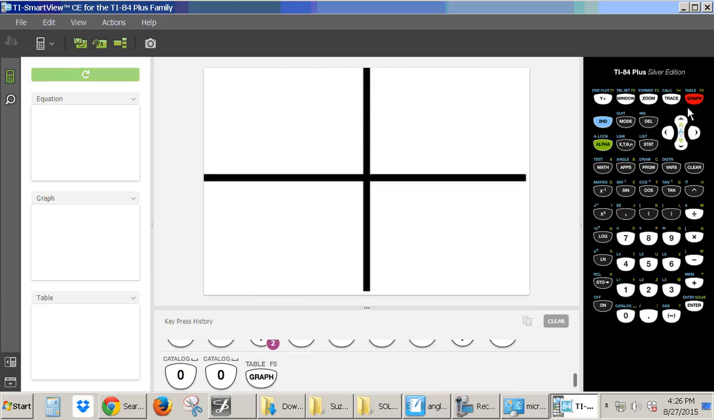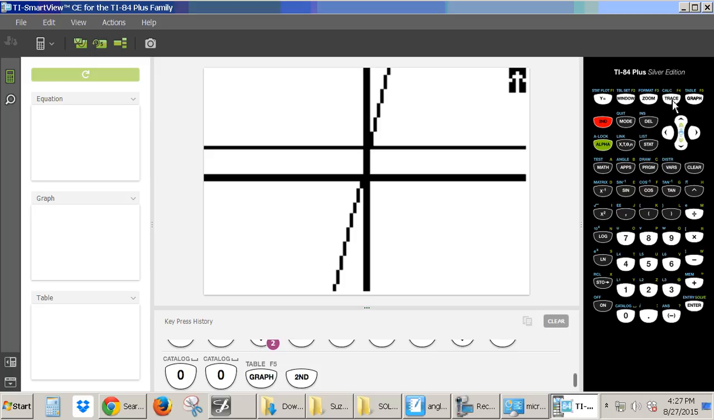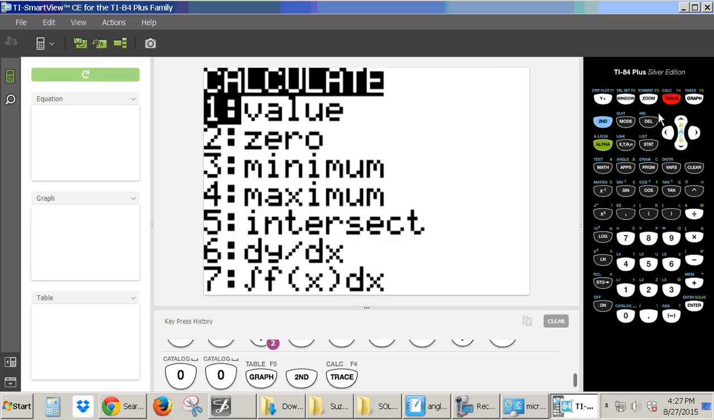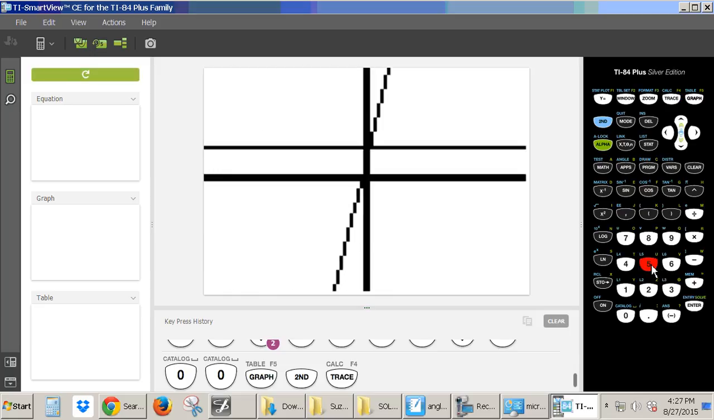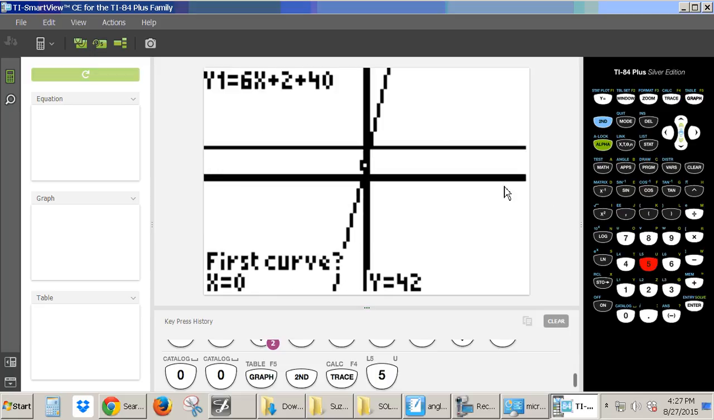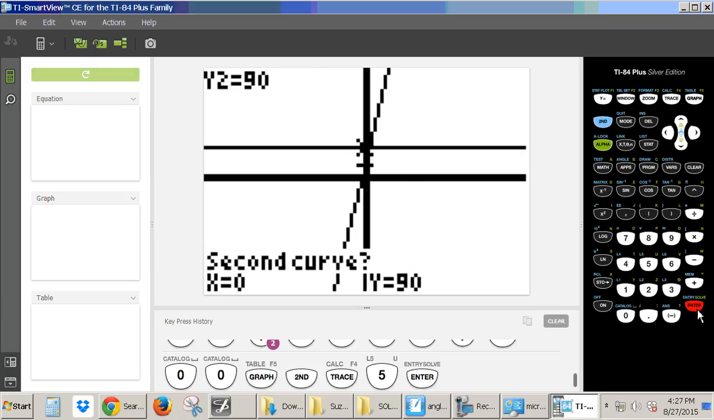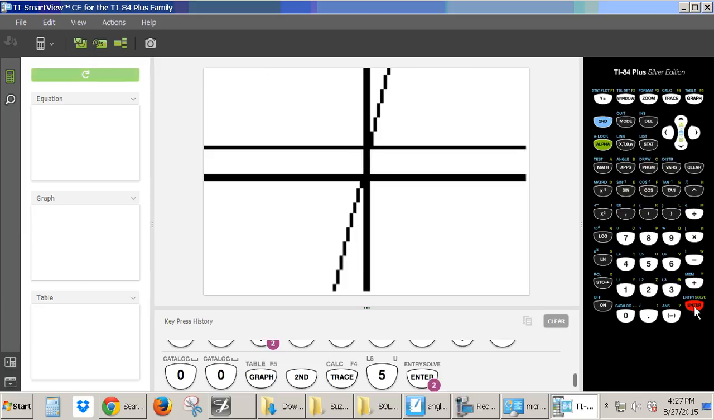I'm going to hit graph, and you'll see we have two lines, and we're trying to calculate the intersection. Calculate is up here in blue, so I must hit second, and then calculate. I'm going to calculate the intersection, which is option 5. I can either scroll down using the arrows, or I can just hit 5. Now, it's asking me to pick the first line, and you can see that it's already on the line, so I'm just going to hit enter. And now it's jumped up to the horizontal line, and that's the line I'm trying to intersect it with. I don't want to take a guess, so I'm just going to hit enter. And it tells me that x is 8.